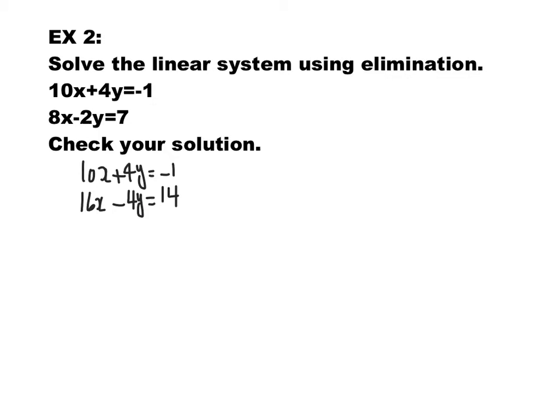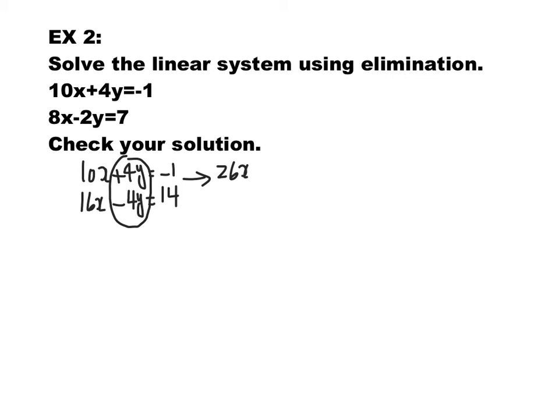Now if you look at the first and second equation, you can see that 4y and negative 4y are opposites. So I can just simply add these two equations together. This means 10x plus 16x gives me 26x.